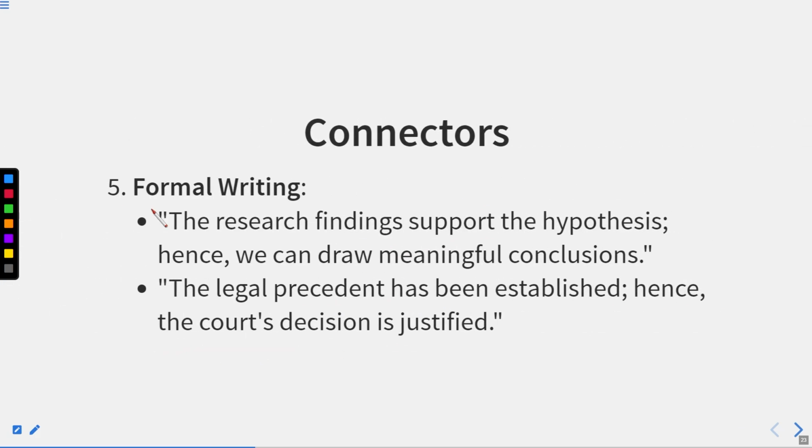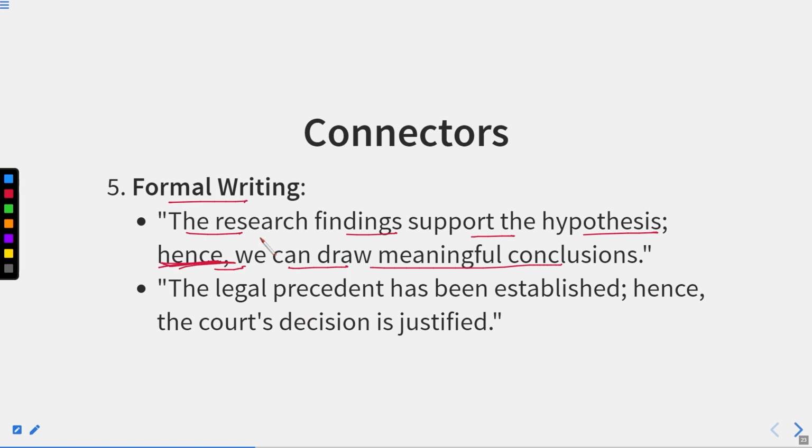Formal writing. In formal writing, we use this term. The research findings support the hypothesis. Hence, we can draw meaningful conclusions. So, because of which we can do this thing. So, this is hence that shows the result of something. The legal precedent has been established. Hence, the court's decision is justified.